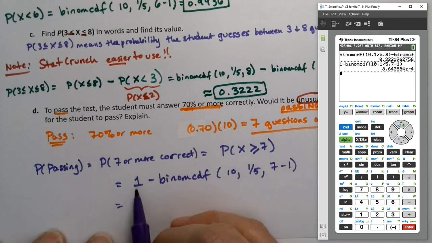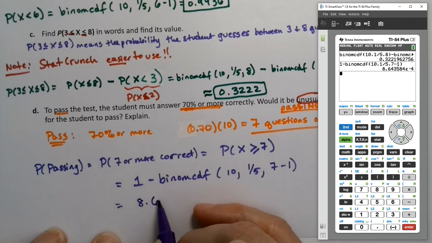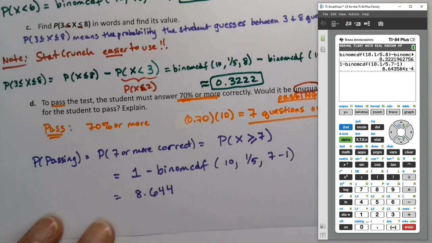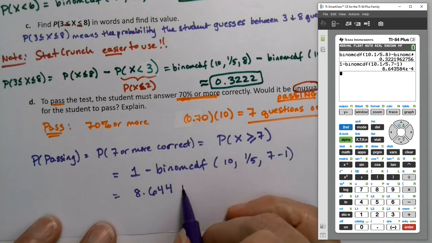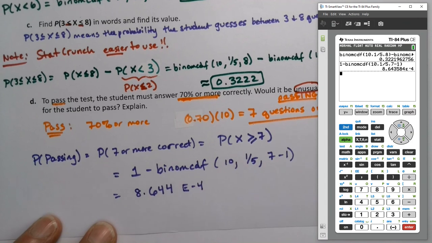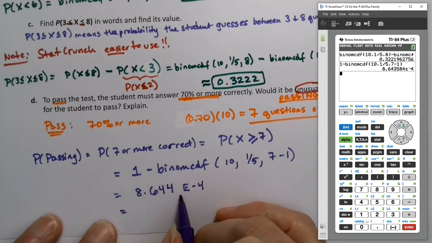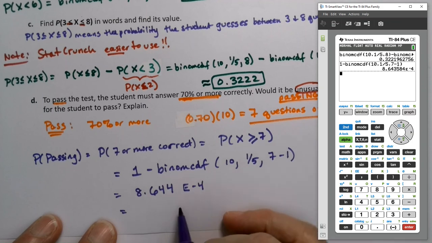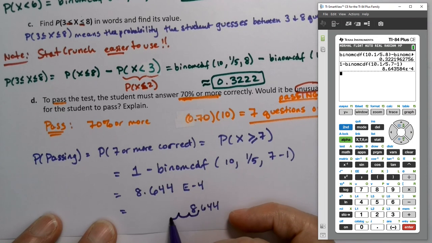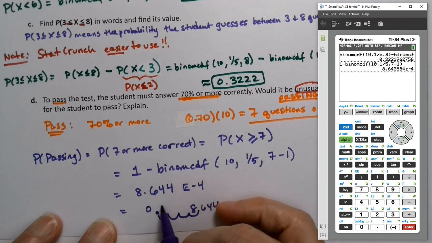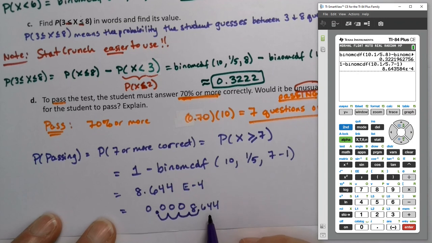Ooh, that's interesting. So what you don't want to tell me as the instructor is that the answer is 8.644, because that shows you didn't learn anything from chapter 5. Remember, probabilities can never be higher than 1. But it isn't. Look carefully. There's an E negative 4 after it. What that means is the decimal is 4 spots over to the left. So if I write 8.644 right here, you move that decimal 1, 2, 3, 4 spots, and it goes right here. And there's your probability.